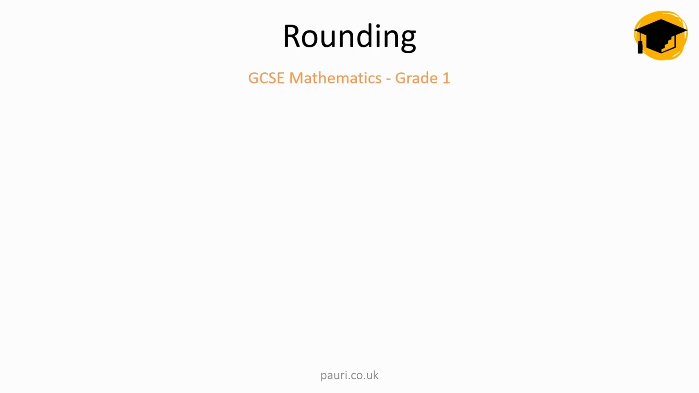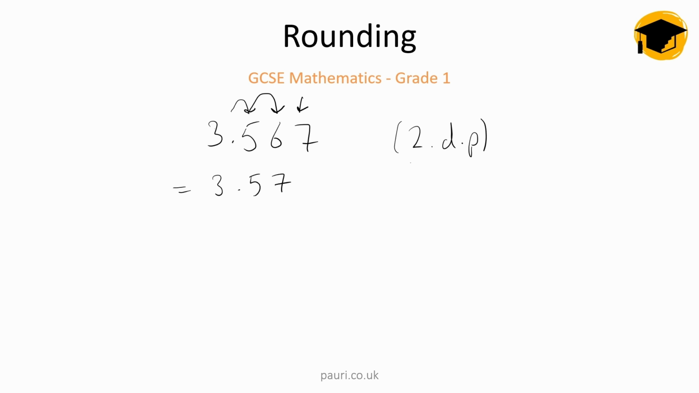Next topic is rounding. Let's think about 3.567. If I wanted to round to 2 decimal places, I go from the decimal place 1, 2. Think about your second number. Is the next number 5 or above? So the 7 is 5 or above. Therefore, I need to round up. My answer here would be 3.57. And notice what we're doing here is decimal place. We're writing this as 2 numbers after the decimal. So the answer is 3.57.